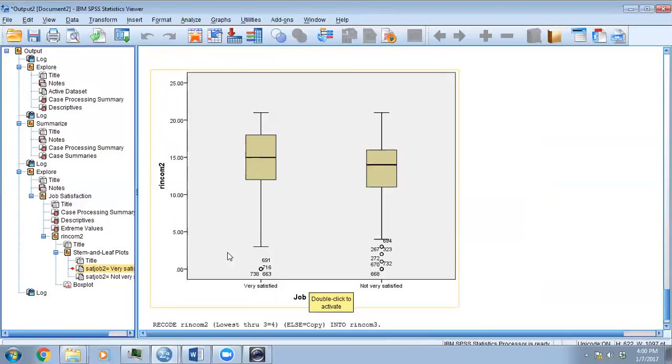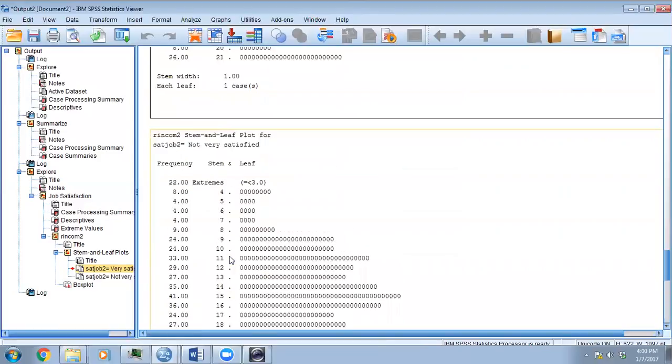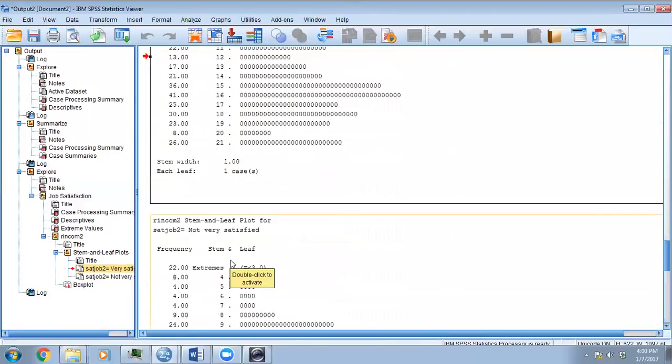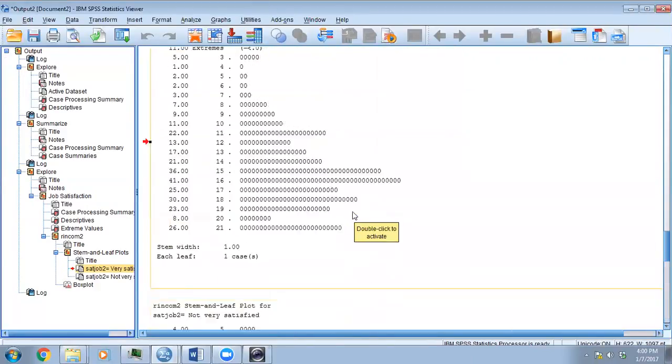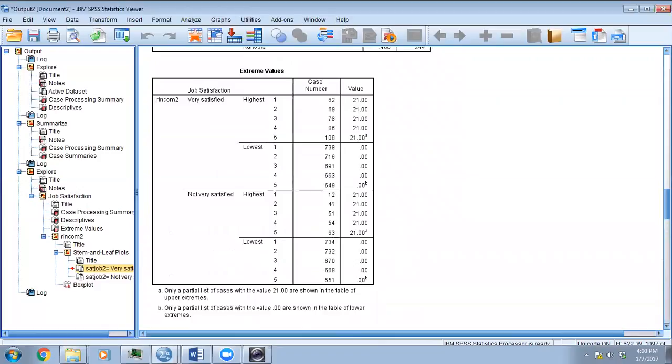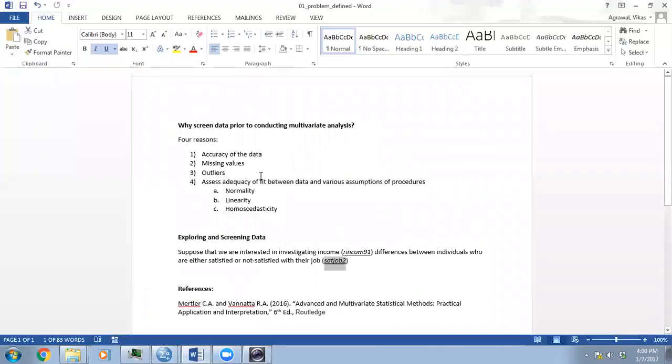So this is how you take care of missing values, quality of data, and outliers. With this, we're going to move next to the 4th point, where we will assess the assumptions while performing multivariate data analysis. That is normality, linearity, and homoscedasticity.